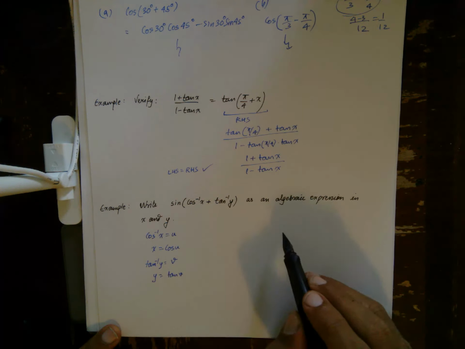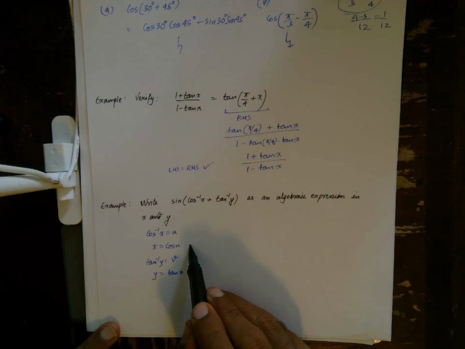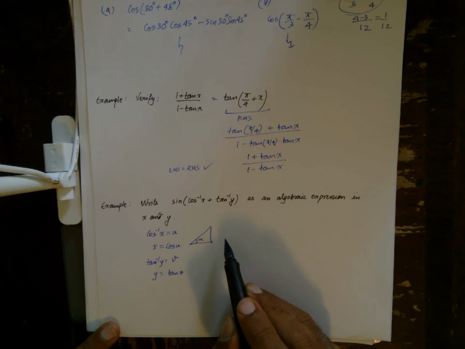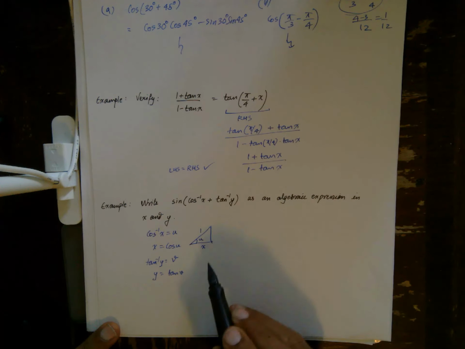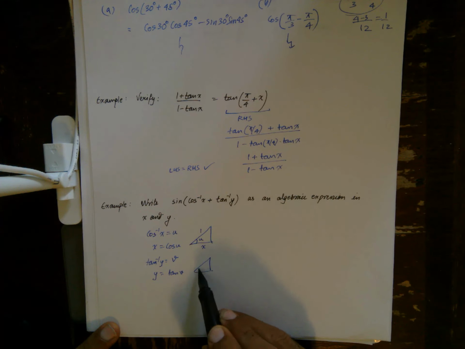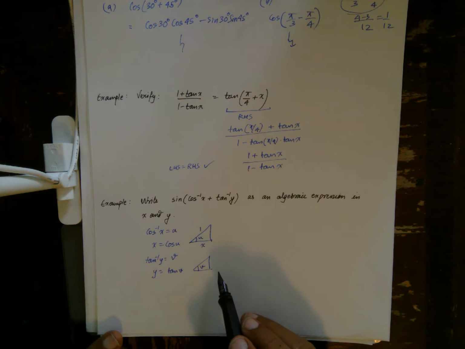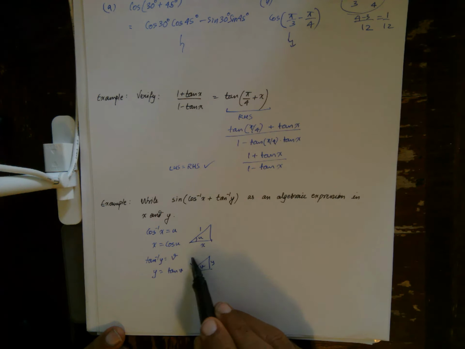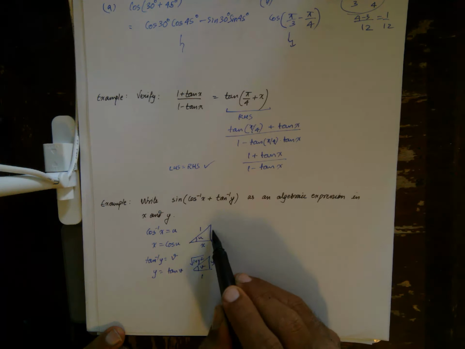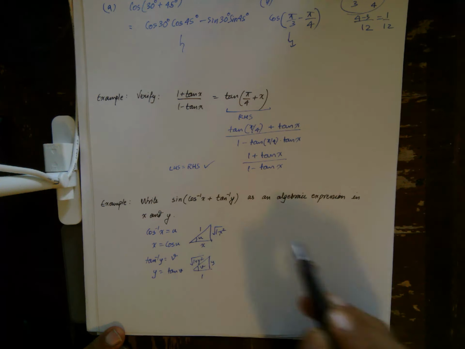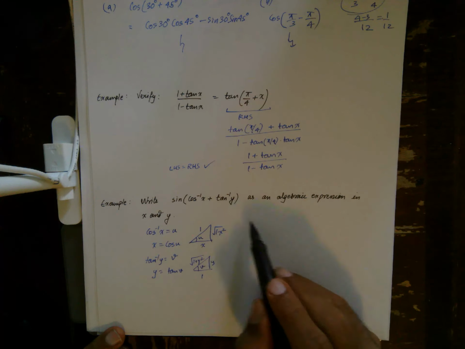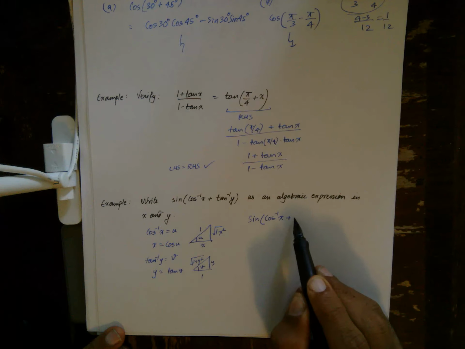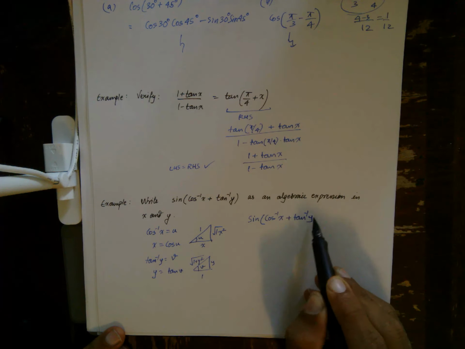This means I'm trying to find, so I have two right triangles. This angle is u, adjacent over hypotenuse, and this angle is v, opposite over adjacent. So the hypotenuse is square root of 1 plus y squared and the opposite is square root of 1 minus x squared. Now what am I trying to find? I'm trying to find sine of cosine inverse x plus tan inverse y.